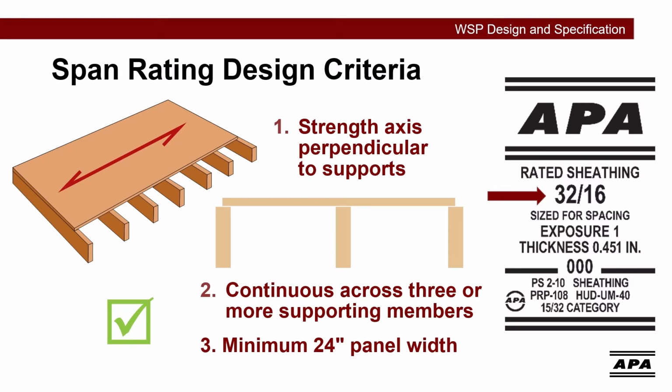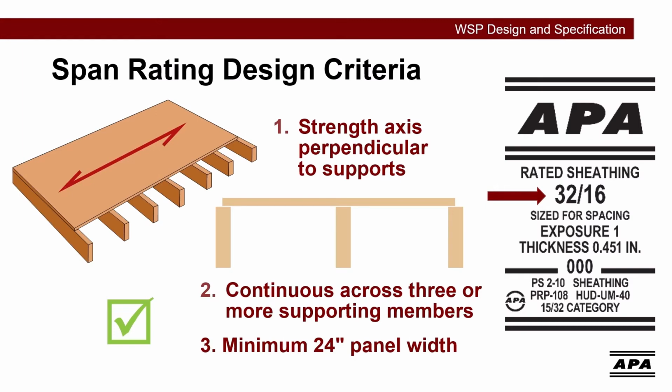There are a few assumptions for the panel span rating that need to be satisfied. The first is that the strength axis of the panel needs to be oriented perpendicular to supports on floors and roofs. This is generally not required for wall sheathing, as walls will not be subjected to the same loads as floors and roof sheathing.